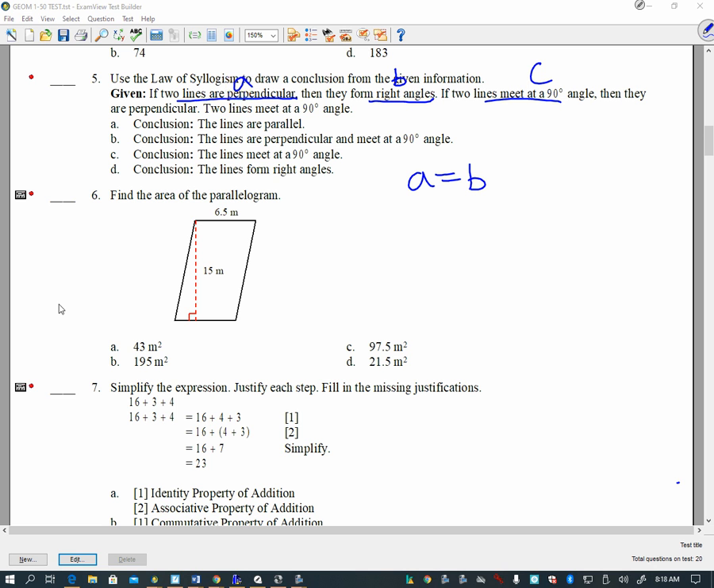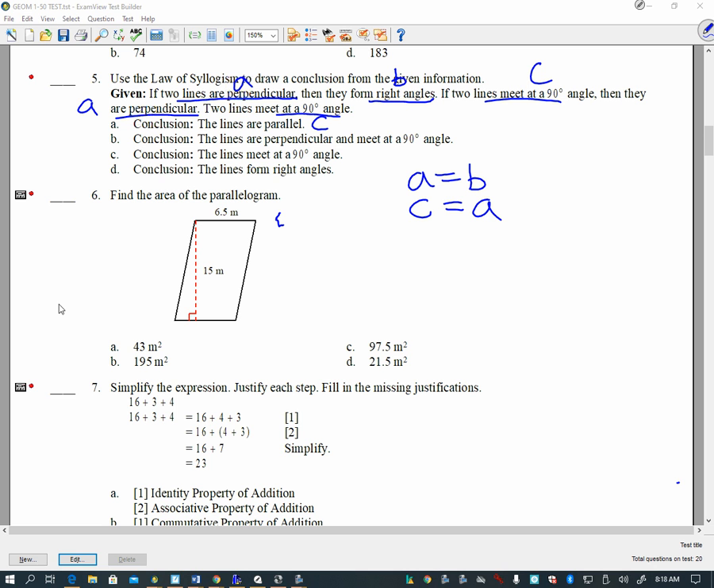Okay, then they are perpendicular. What do I label that? A. Why? Because we already decided that perpendicular was A. So here we have C equals A. Okay, that's fine. We've got A equals B and C equals A. Now, two lines meet at 90-degree angles. What is that? Huh? That's C. You see how important it is to label these as we go?